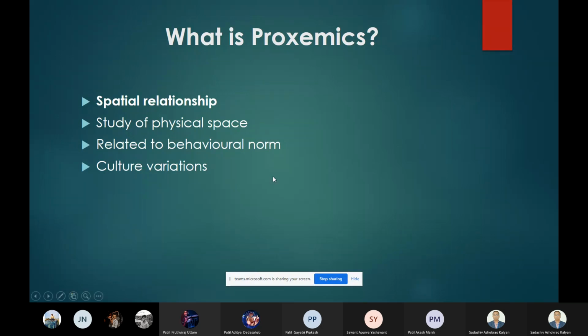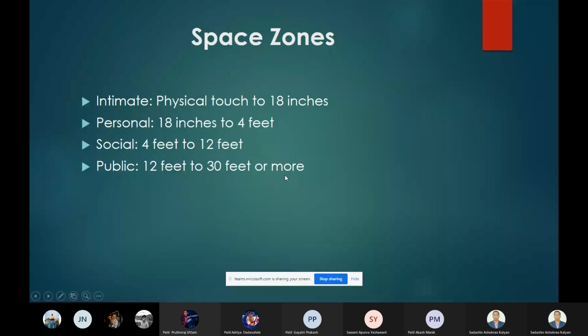It has cultural variations, and at the same time various kinds of spatial zones are given to us. First, the intimate space zone we have. In that intimate space zone, we maintain a kind of physical touch up to 18 inches. So here, how are we going to maintain space in the various zones? If we are in the personal zone, then in our personal zone we maintain a distance of 18 inches to 4 feet.